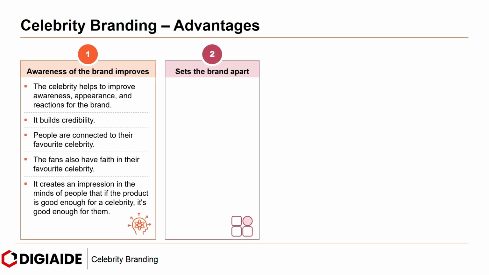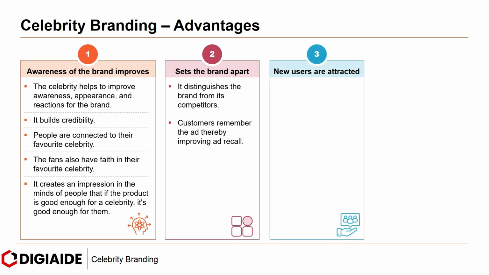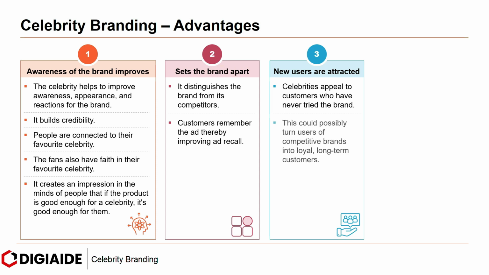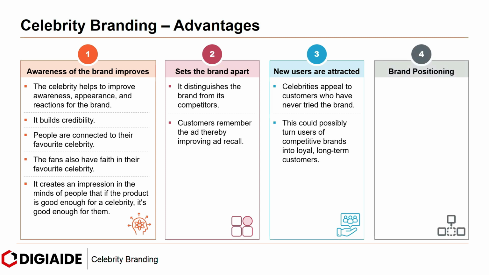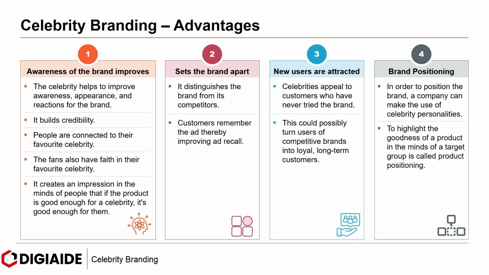Next, it helps set the brand apart. It distinguishes the brand from its competitors. Customers remember the ad, thereby improving ad recall. Third, new users are attracted. Celebrities appeal to customers who have never tried the brand. This could possibly turn users of competing brands into loyal, long-term customers. Fourth, brand positioning. In order to position the brand, a company can make use of celebrity personalities. To highlight the goodness of a product in the minds of a target group is called product positioning.